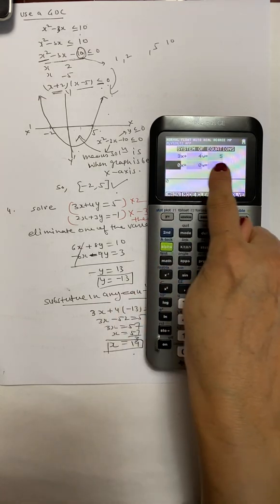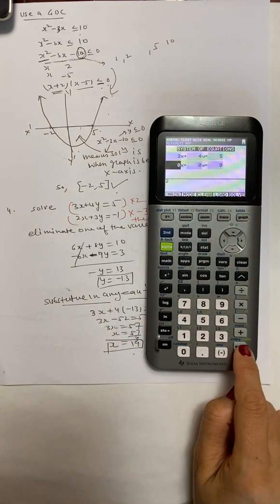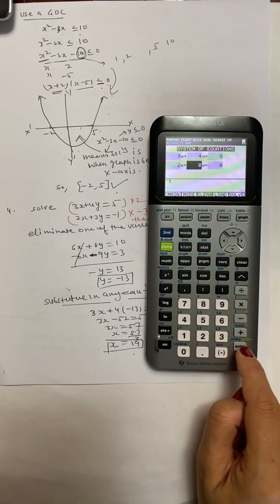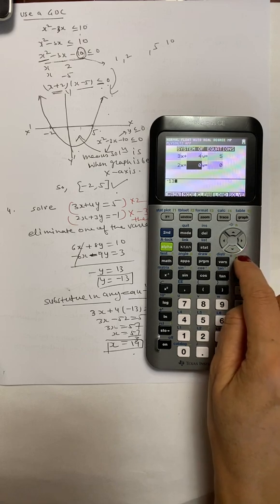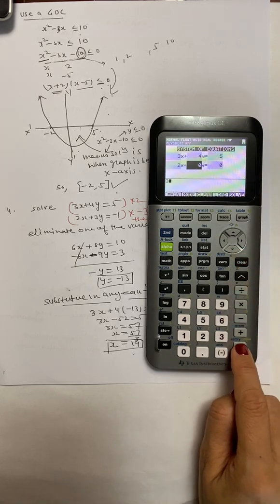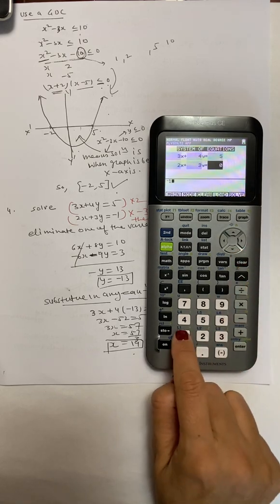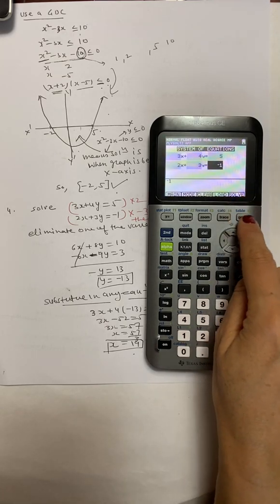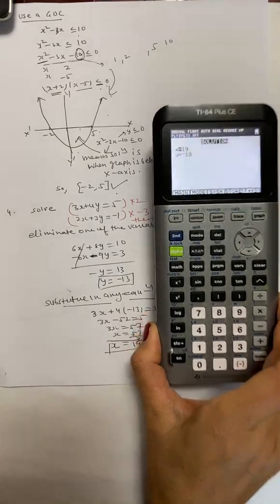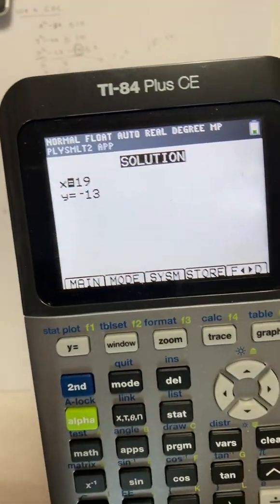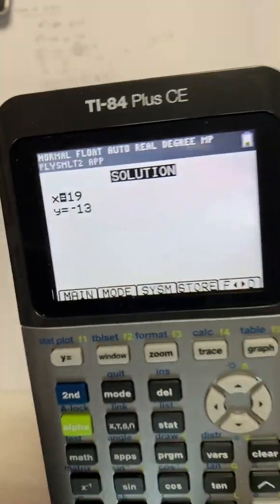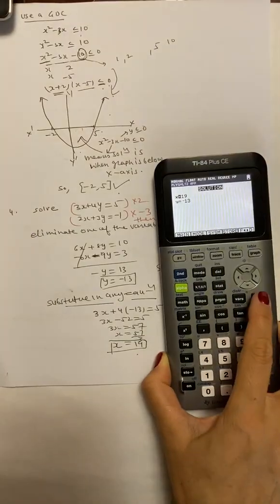So the first thing you need to complete is the first equation. Then 2, 3, and -1. So this is 2, 3, and then you have -1. And then you press solve by pressing graph, and then you will get the solution. In this case also you can see x is 19 and y is -13. So this is how you can use a calculator to solve simultaneous equations.